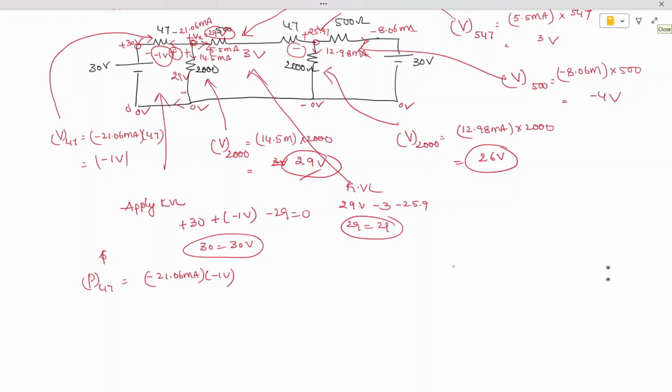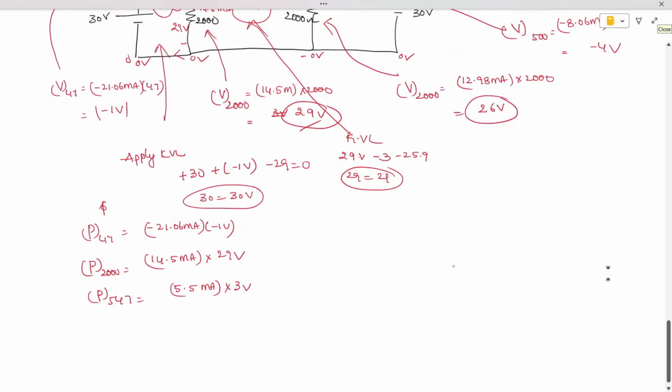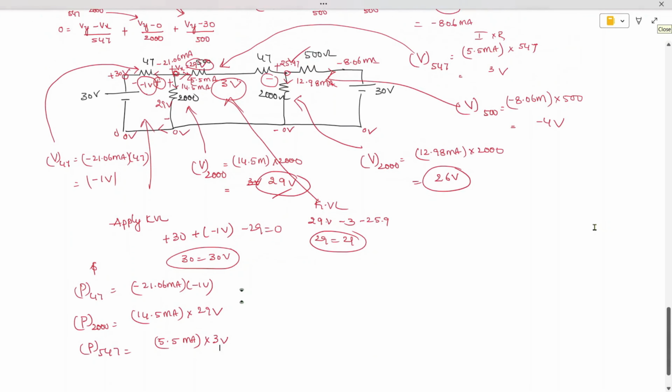So now I'm calculating the power across 2000 ohm resistor. Okay, so what is the current? 14.5 milliamperes into what is the voltage we are having, 29 volts. Okay, and similarly power across 547 is equal to, so what is the current which is flowing in that branch is 5.5 milliamperes into what is the voltage which developed here is 3 volts. Okay, so similarly we need to find out the power across the 2000 and 500 also.